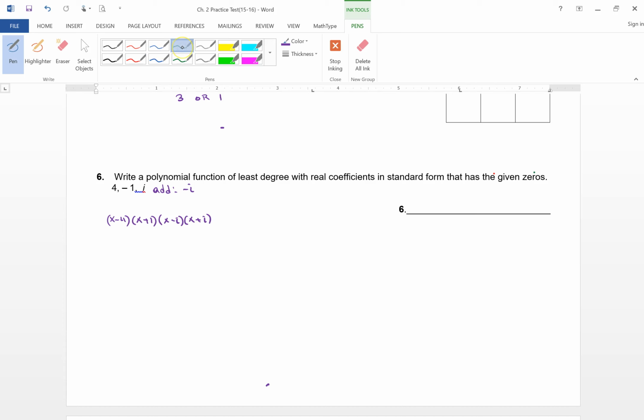Now, here, just do the first 2. This is basic FOIL. We're going to get x squared minus 3x minus 4.